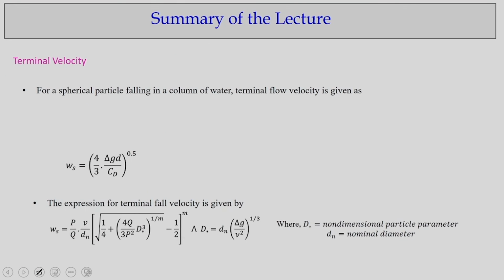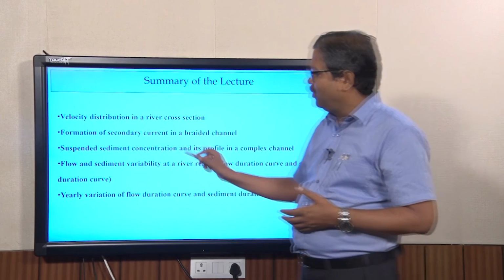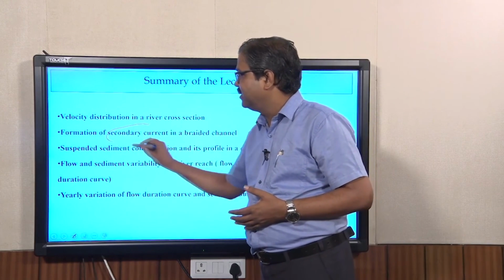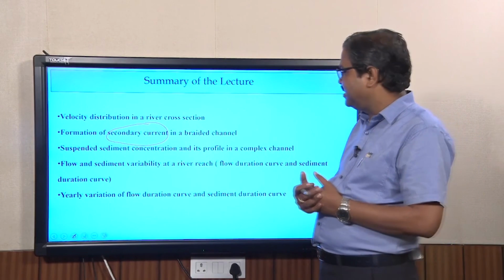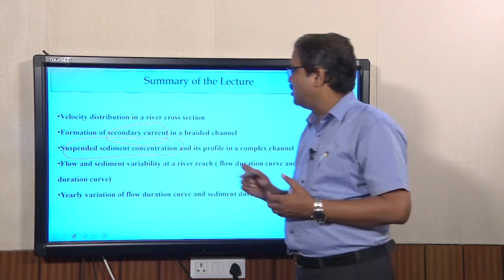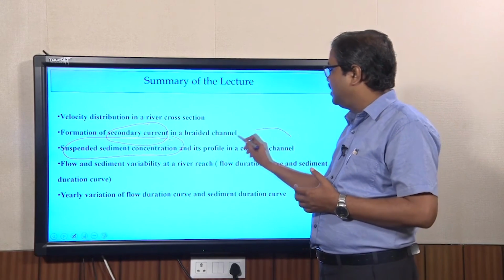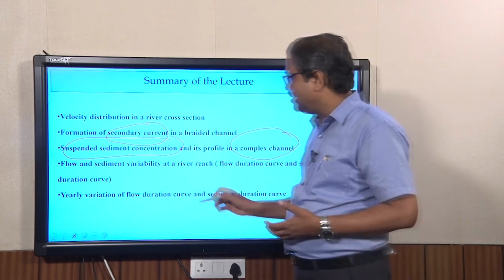With this, let me conclude today's lecture. We started with the terminal velocity, we discussed more concepts, just trying to revive them for you. We discussed the secondary current. Just to remember, secondary current generation happens in natural rivers. The suspended sediment concentration has much more variability in a complex river flow. It is not that simple logarithmic or exponential decay function.